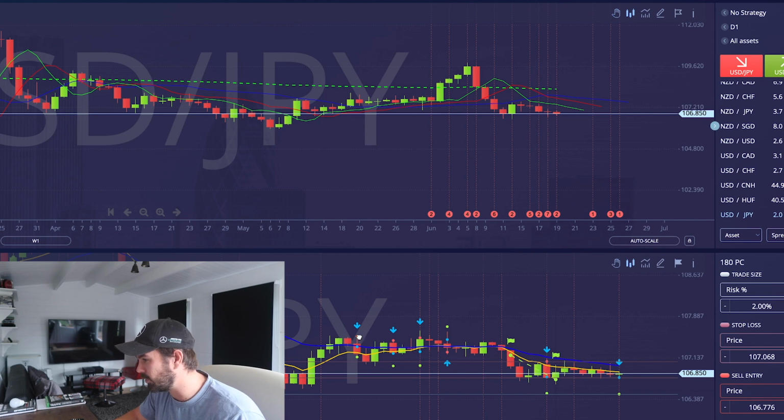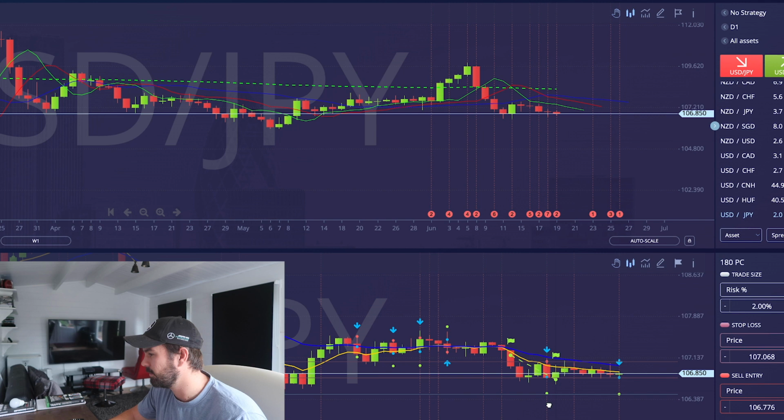You wouldn't have taken these shorts here because if you look above, the lines are crossing. So you would have left that alone and you would have lost. You can see you would have lost. You would have hit your stop loss, stop loss, stop loss. So you wouldn't have done these. These 4 trades here are dumb trades.